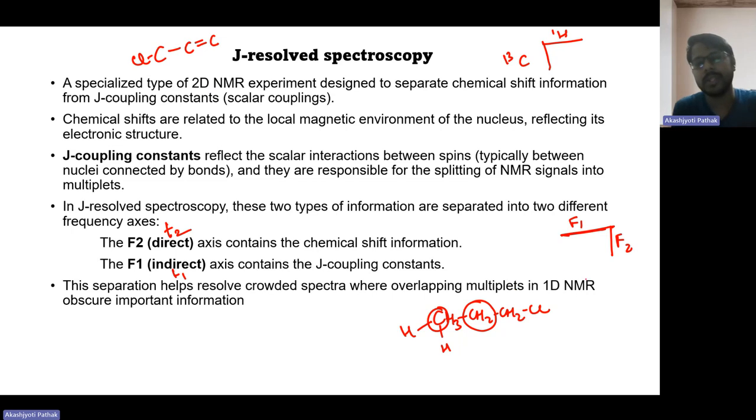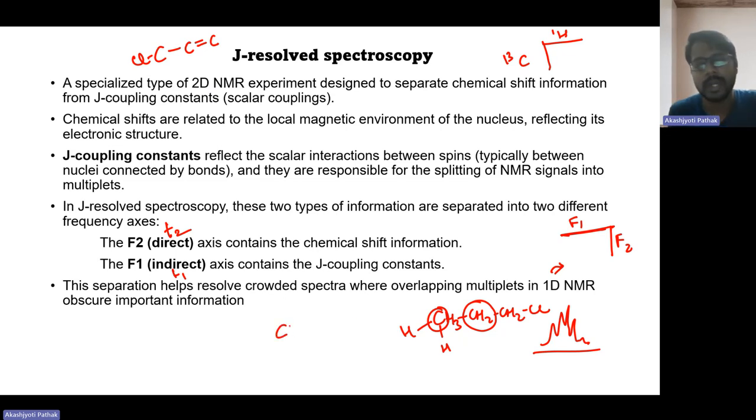So in 1D, what is the necessity of 2D NMR? You can use 1D NMR for small molecules or simple organic compounds. 1D NMR will give you peaks, and you can analyze which peaks correspond to which nuclei. But when the molecule is very large, for example a protein molecule, you will have so many peaks, and it becomes very difficult to understand which peak corresponds to which group.